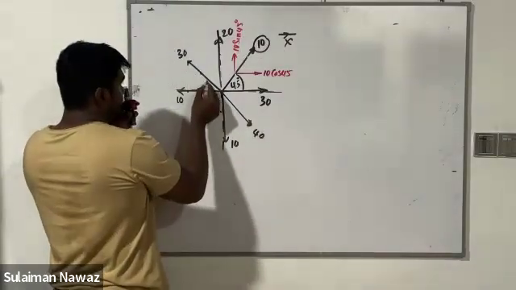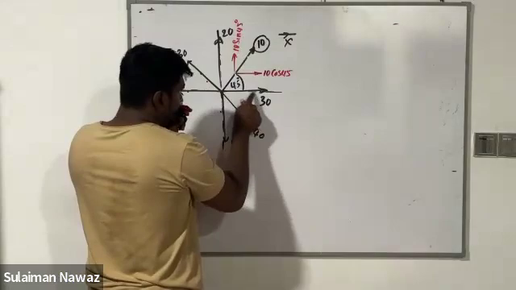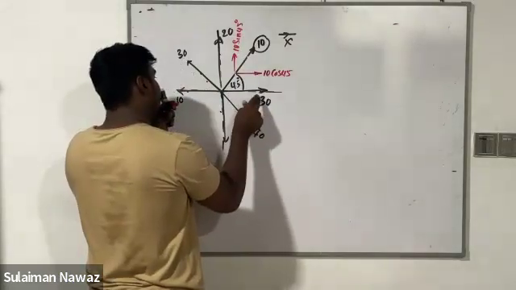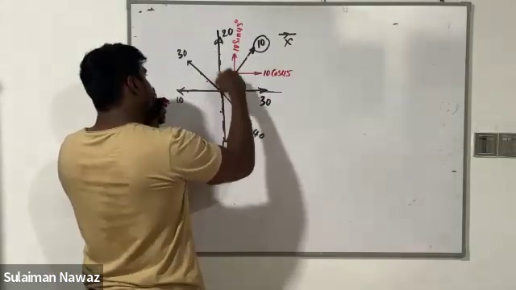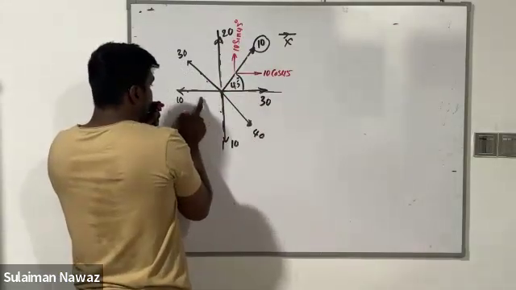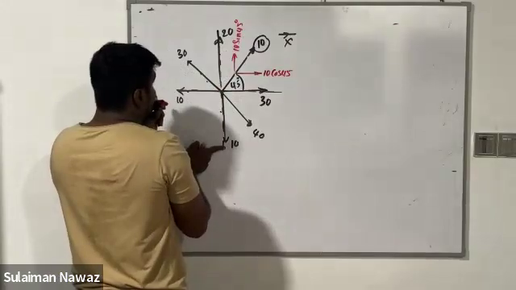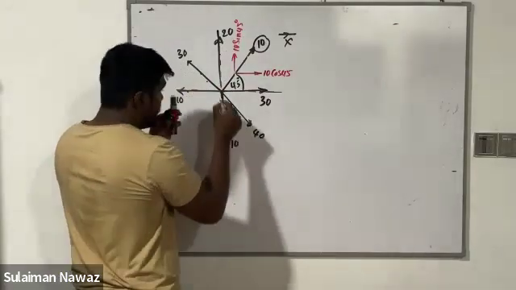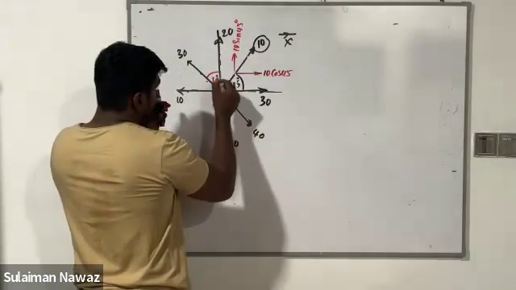Then this one. Can you resolve the horizontal vector to horizontal and vertical components? We can't. Already it's in horizontal. This 20 already it's in vertical. This 10 already horizontal. This 10 already vertical. Then you want to resolve this one. Now this angle is given as 60. Then what you can do?